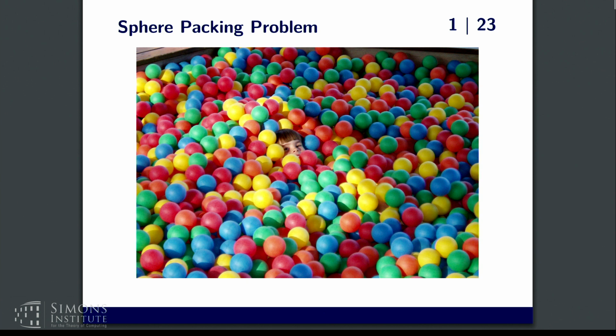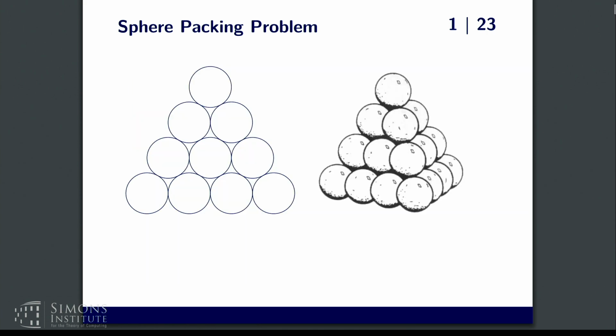The question is, how can we pack identical spheres in a space such that the density, or if you look at balls, like solid balls, their density is maximized. And as you can see, this problem is very unstructured. However, the optimal solutions are not.